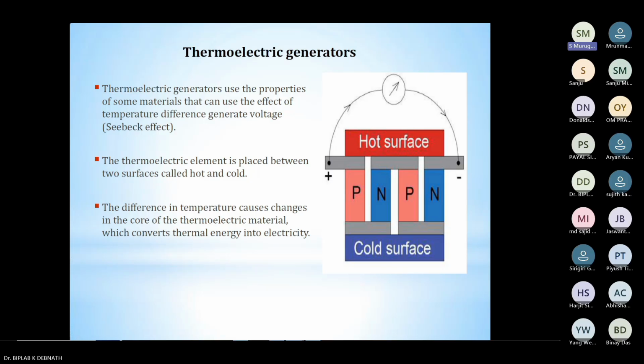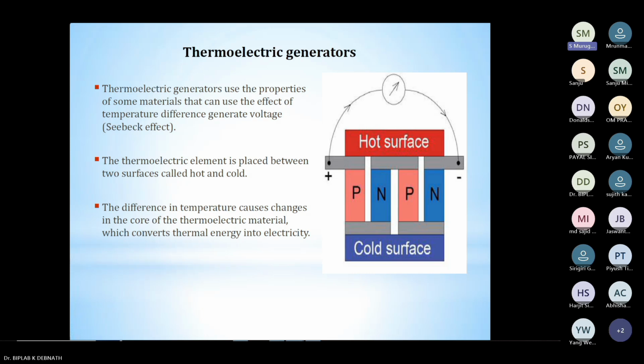Then the thermoelectric generator, as you know, normally uses the properties of some materials that can use the effect of temperature difference. You would have studied the Seebeck effect, Peltier effect, Joule-Thomson effect. By using different, dissimilar materials, we can get electrical power output or cooling effect when you place them between a hot surface and a cold surface. So you can use any one of the effects, either Peltier effect or Seebeck effect or Joule-Thomson effect, to get either electrical power output or cooling effect.